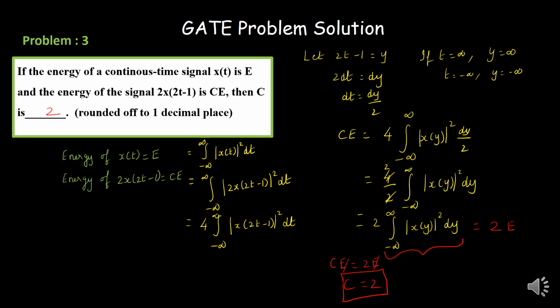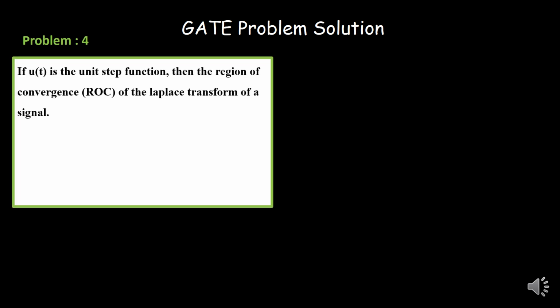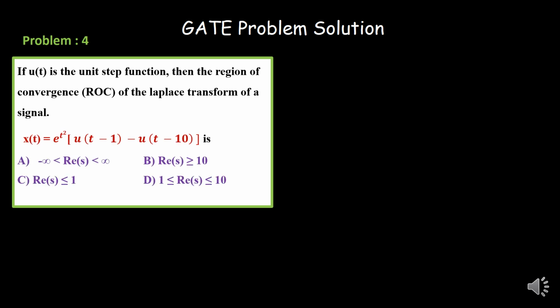Okay. Let me move to the next problem. Problem number 4. This is taken from the Laplace transform. I'll read out the problem. If u of t is the unit step function, then the region of convergence of the Laplace transform of a signal. So signal representation is given. We need to find the region of convergence. Okay, this is an MCQ type of question.